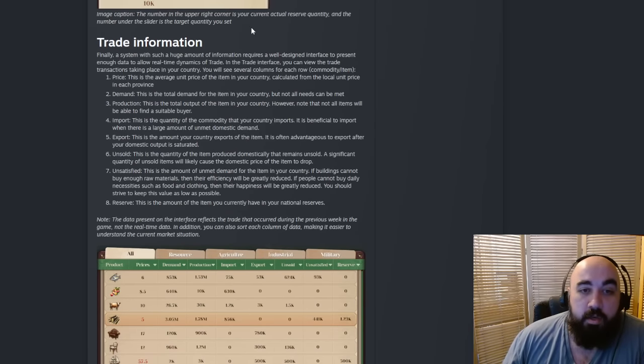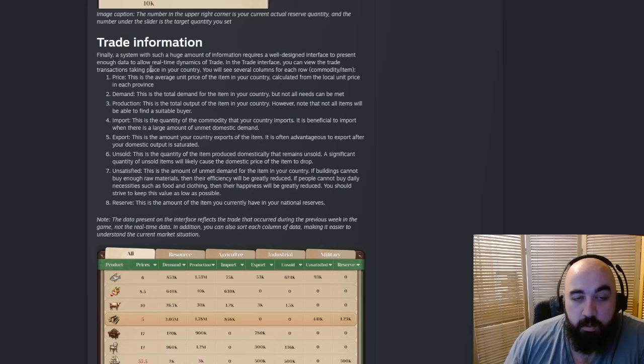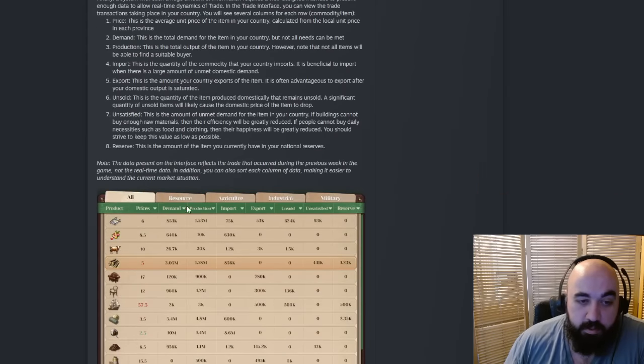Finally, a system with a huge amount of information requires a well-designed interface to present enough data to allow real-time dynamics of trade. In the trade interface, you can view the trade item transactions taking place in your country. You will see several columns for each row, commodity item. We see price. Okay, they're going to tell us. Price, this is the average unit price in your country, calculated from the local price in each province. Demand, this is the total demand in your country, but not all needs can be met.